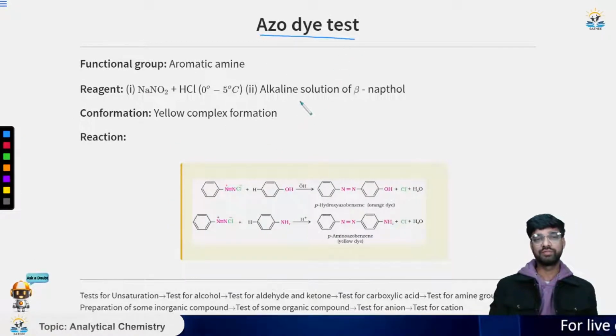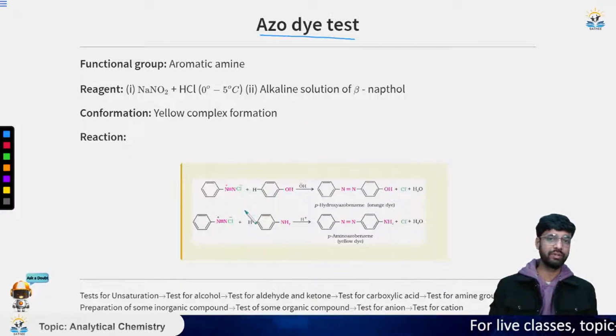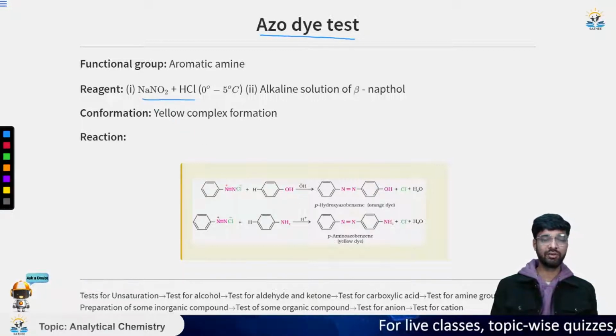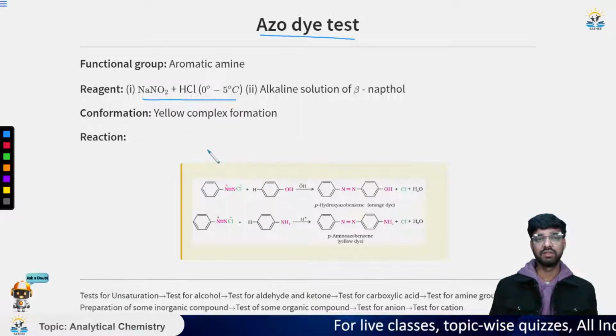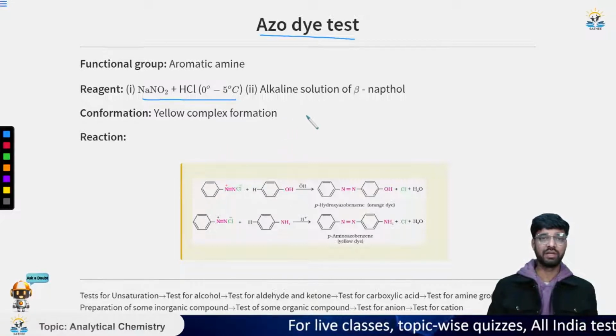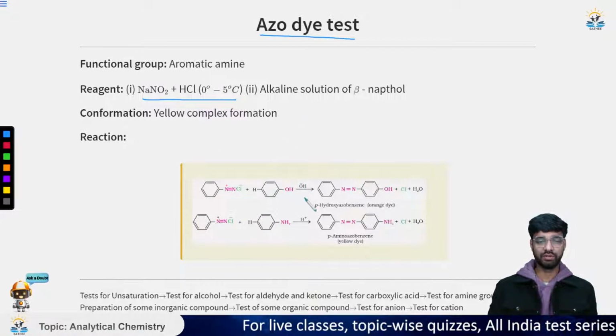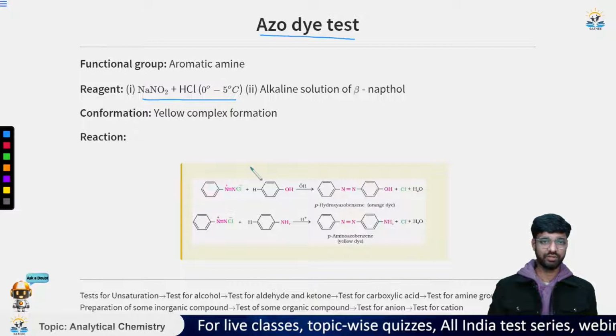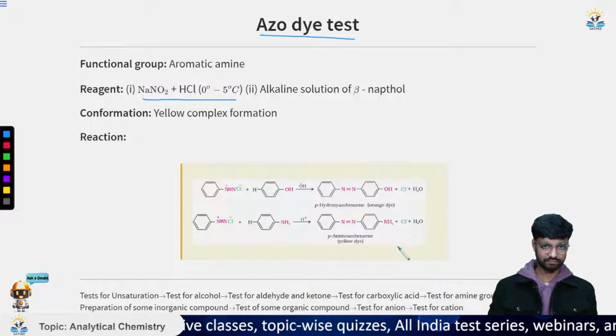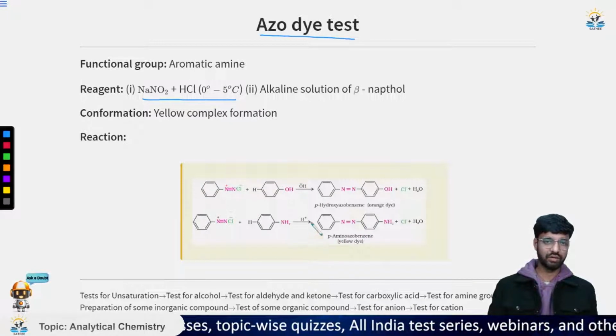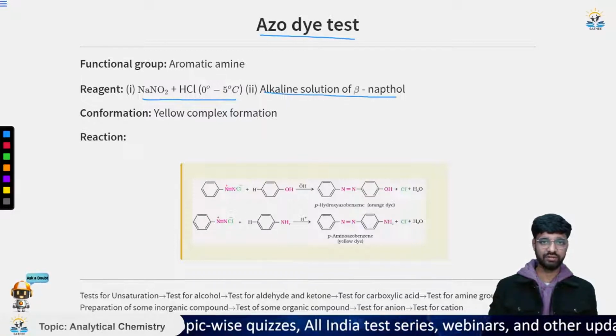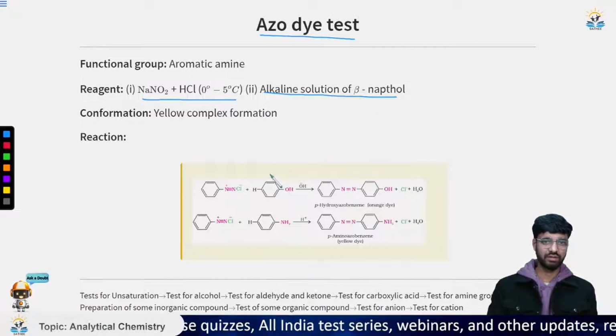So this is both for phenol and in the case of aniline also. What we do is we first prepare our diazonium salt by reaction of aniline with NaNO2 plus HCl. Now we treat it with this alkaline solution of beta naphthol. Okay, so we do this reaction. So sorry, not beta naphthol. This is a different test. Okay, sorry for this case.